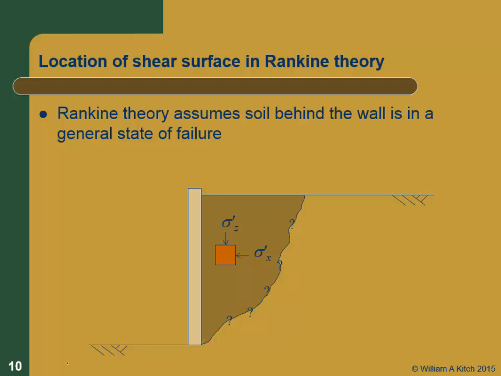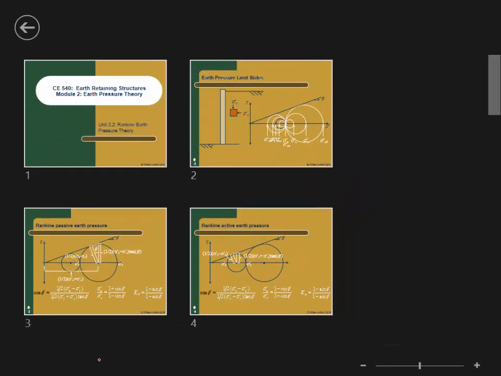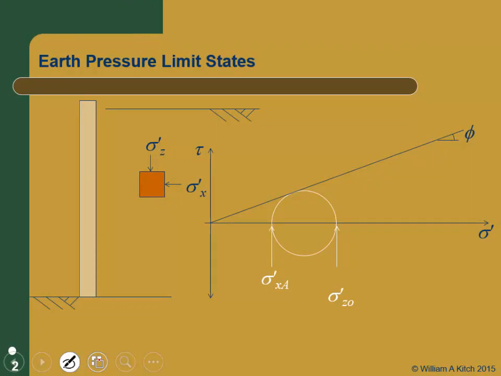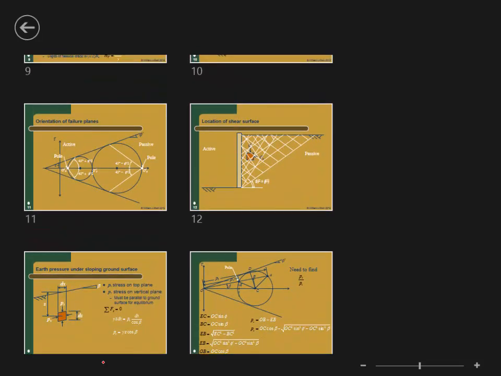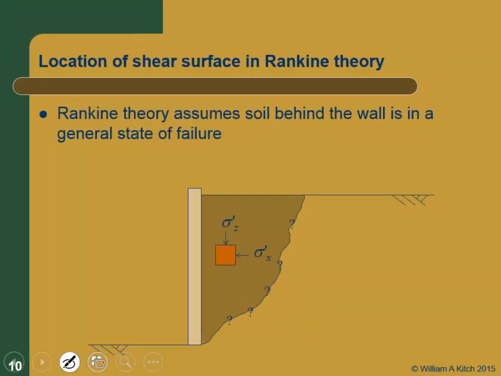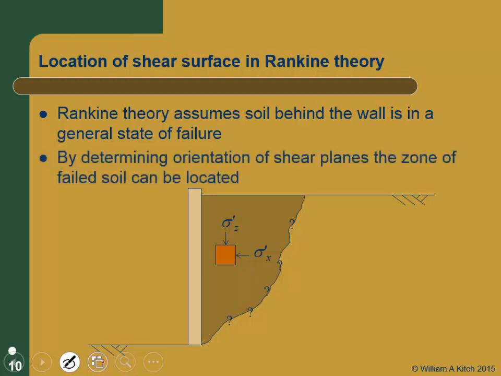You remember the slide. In the active case, we let the wall move away until it reaches failure, and in the passive case, we did the same thing. We pushed into the wall until it reached failure. So behind the wall, in either case, the soil is in a state of failure theoretically. So we can use that observation to locate where the failure surface is. So that's what we're going to do now.